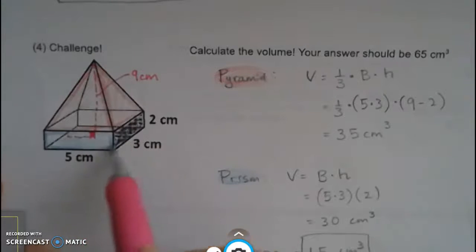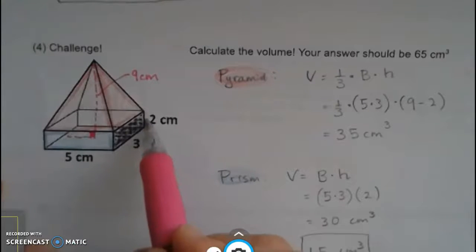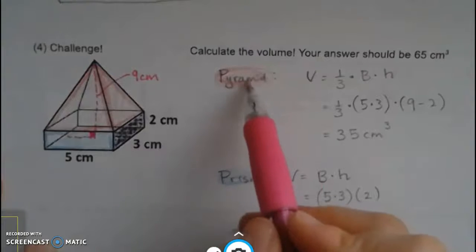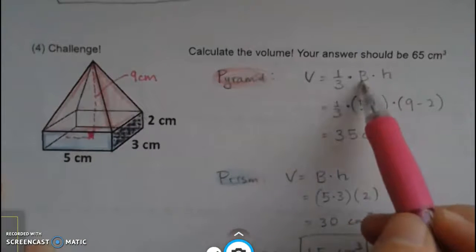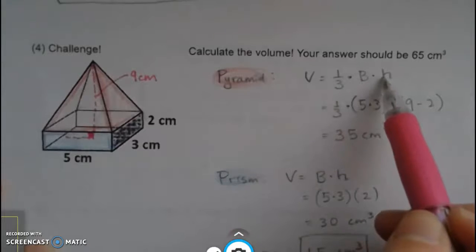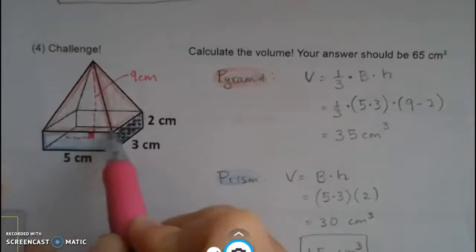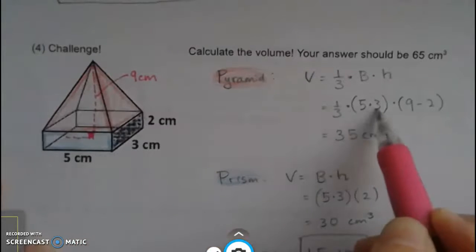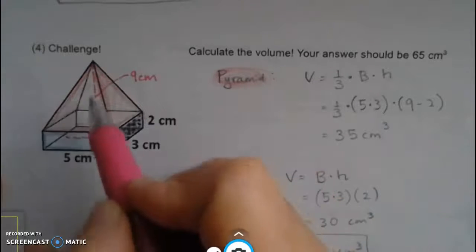What about the bottom part? The blue part is just a rectangular prism with a thickness of 2 centimeters. So let's start by finding the volume of the pyramid. Volume of the pyramid is 1/3 times base area times height. What is the area of the base? This base is going to have the same area as this, which is 5 by 3. So it's 5 times 3 is the area of the base. And then multiply by the height.